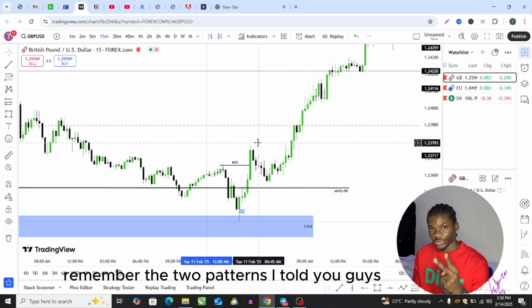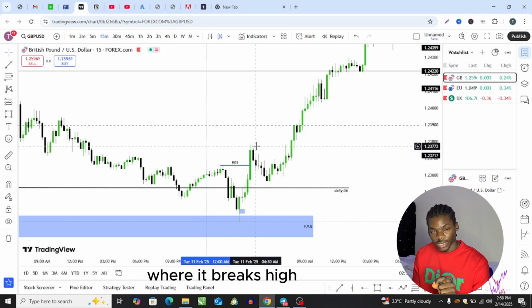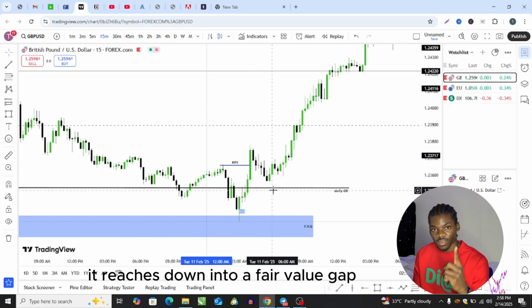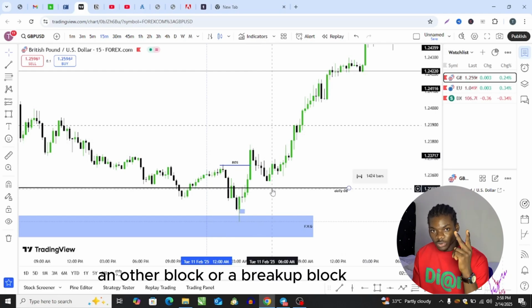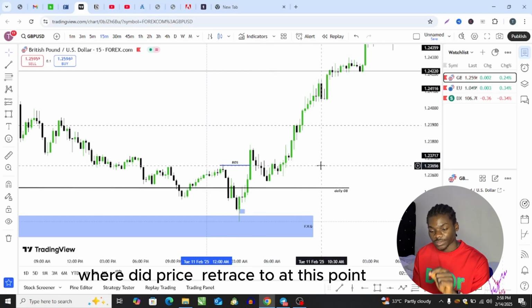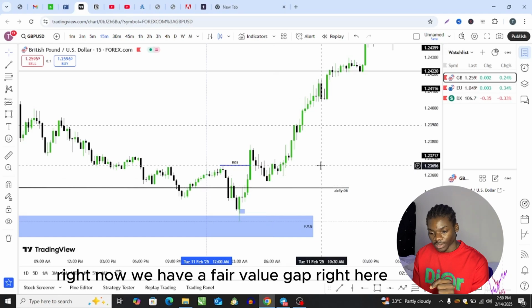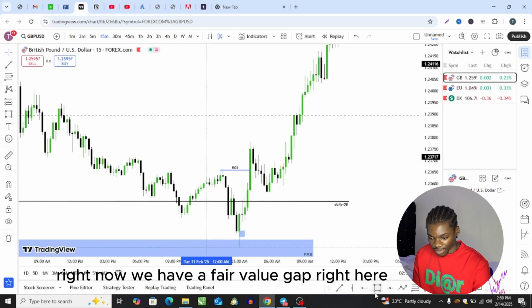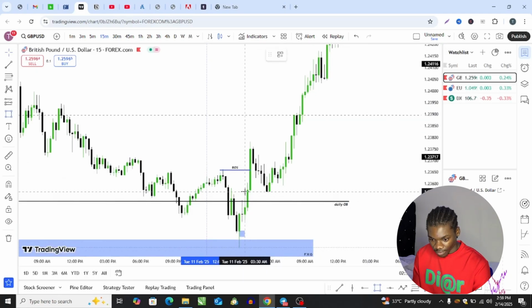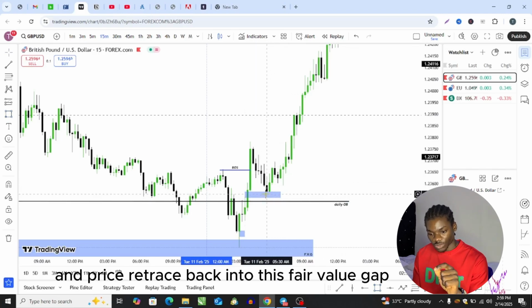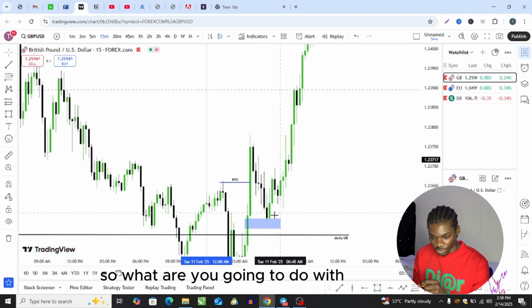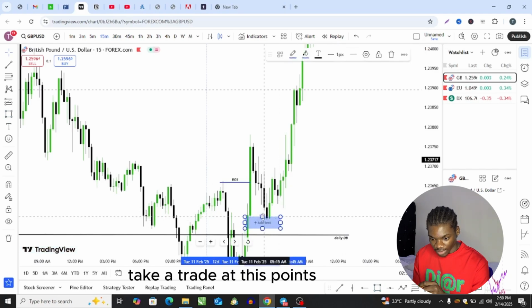Remember the two patterns I told you guys, where it breaks high, it retraces down into a fair value gap, an order block or a breaker block. Where the price retraces to at this point right now, we have a fair value gap right here. This is a fair value gap, and price retraces back into this fair value gap. So what are you going to do? We take a trade at this point.